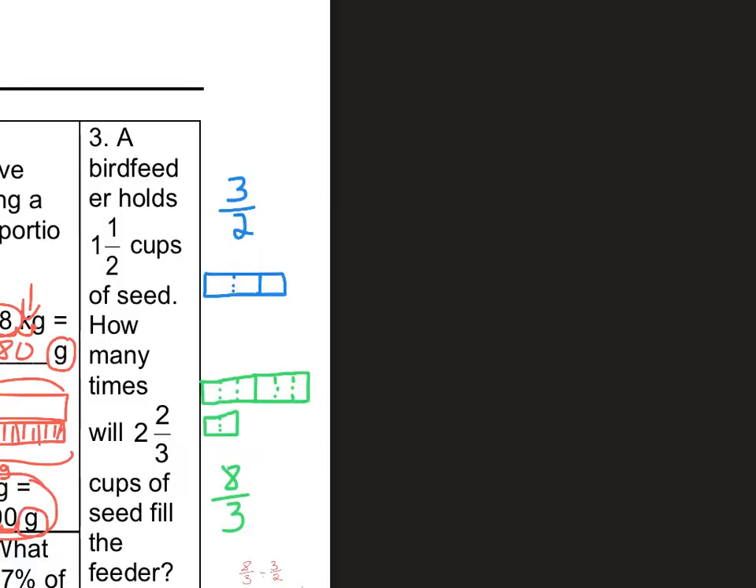So let's look at this problem about the bird feeder. This is how much it holds. So this is the size of the bird feeder. And I drew a little model here of 1 1/2, which I then recognized since to figure out this size, I had cut the 1 1/2 and then I just added one of those on. So now I have 1 whole and 1 half.